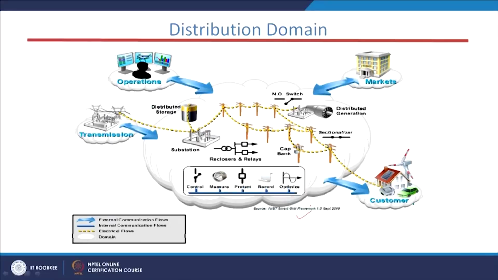Now, these are the components of the distribution domain. These are the substations, we have distributed storage, we have reclosures, relays, we have capacitor bank, and also we have synchronizer, we have distributed generation, we have switches. And if you see here, apart from these components, the distribution domain also interacts with the operations, transmission, customer and markets, all these domains for smooth operation of the smart grid system.